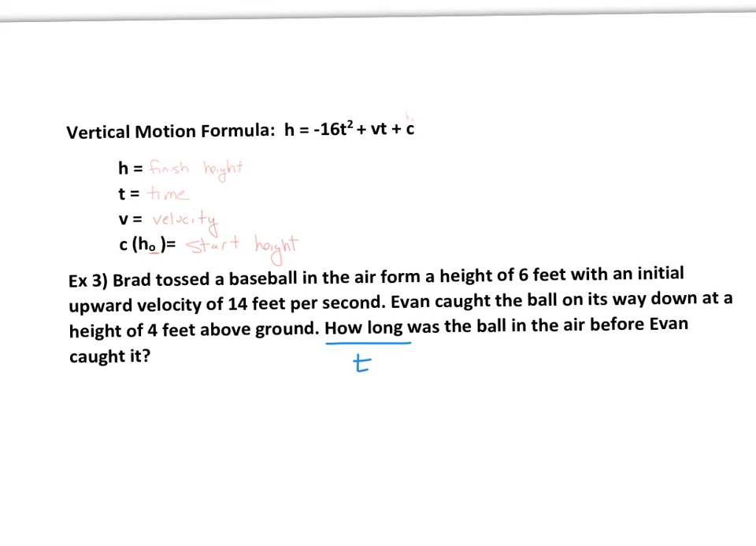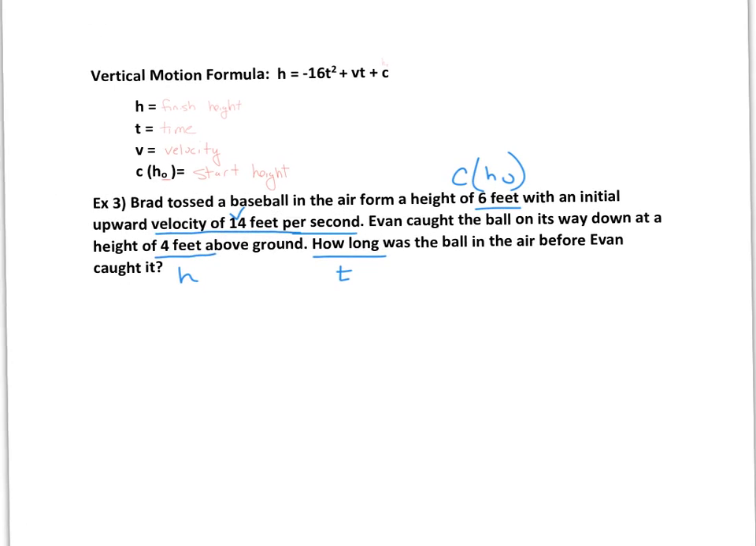That's what we are going to have to find, okay? So it says that he tosses a ball at 6 feet. So this is your start height. This is your C or your H sub 0, depending on which one you see. 6 feet. Initial velocity of 14 feet per second. That's your V. Then it says Evan caught a ball on its way down. So if it's on its way down and he catches it at the end, that's his finishing height, or that's your H.